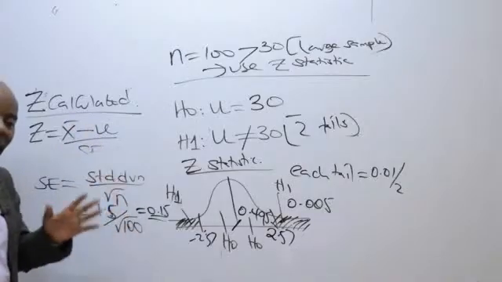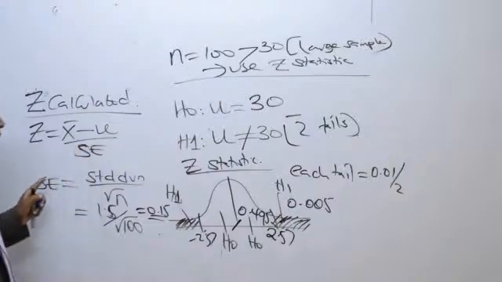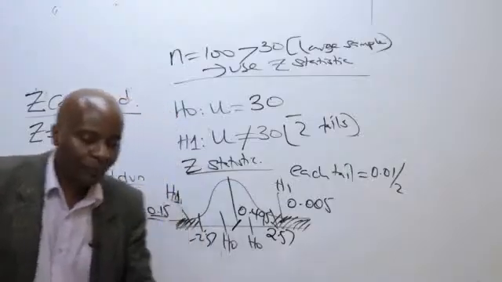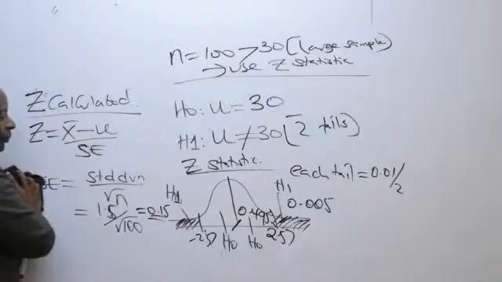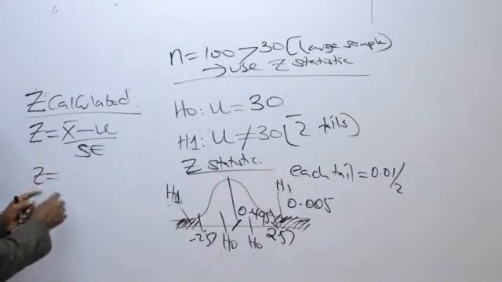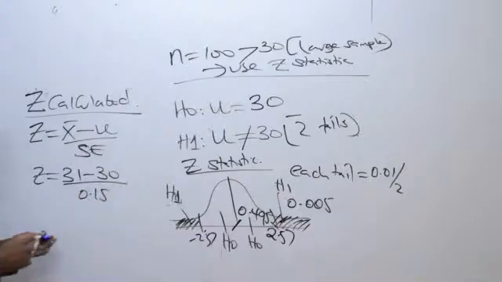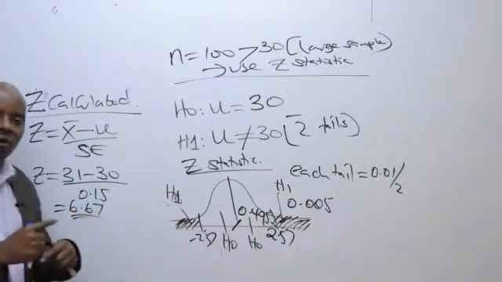Now, having gotten the standard error, I know where I'm supposed to be using it. So my z-score at the end of the day should be equal to what? My z-score should be equal to x bar, they have told me the sample mean is 31, minus the population mean, which was 30, all over 0.15. So could you kindly give me this answer? Lokai, Denise, Denzel are giving me 6.67.